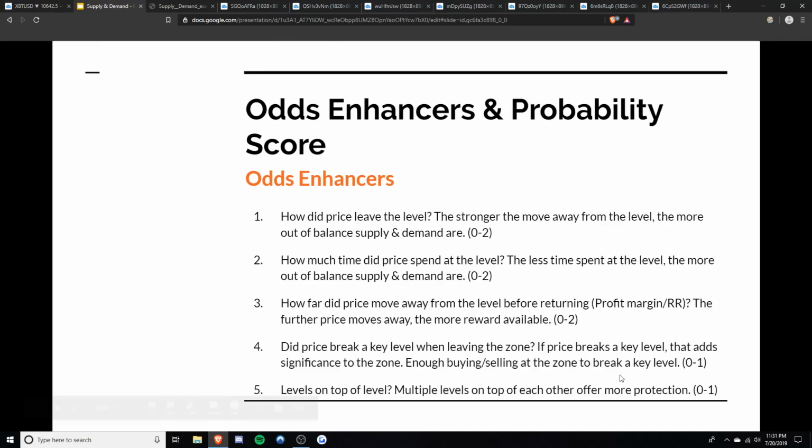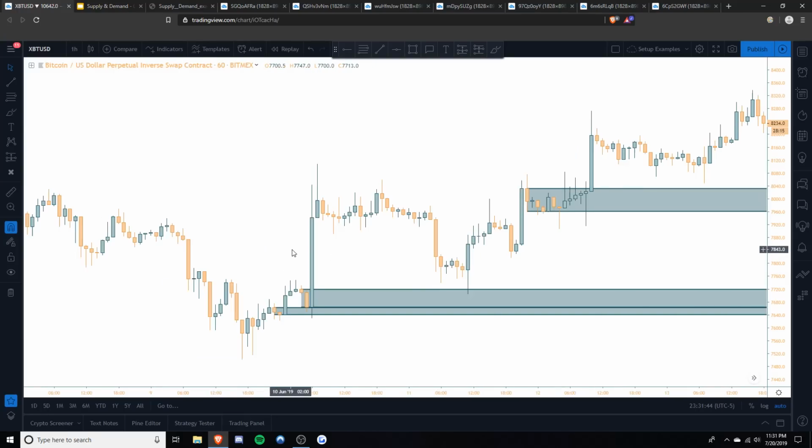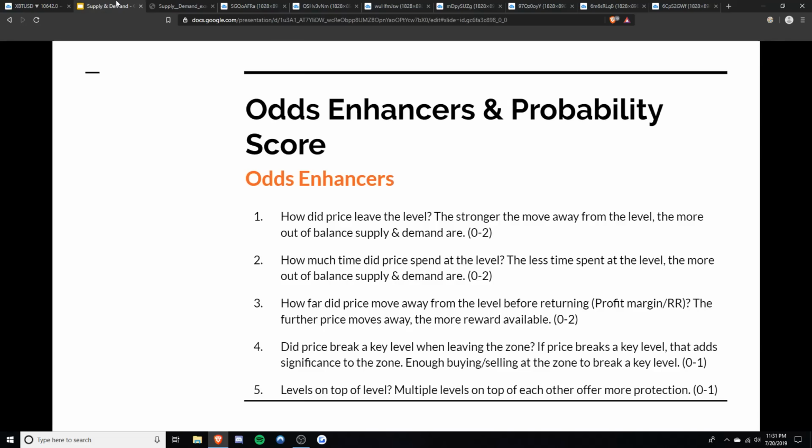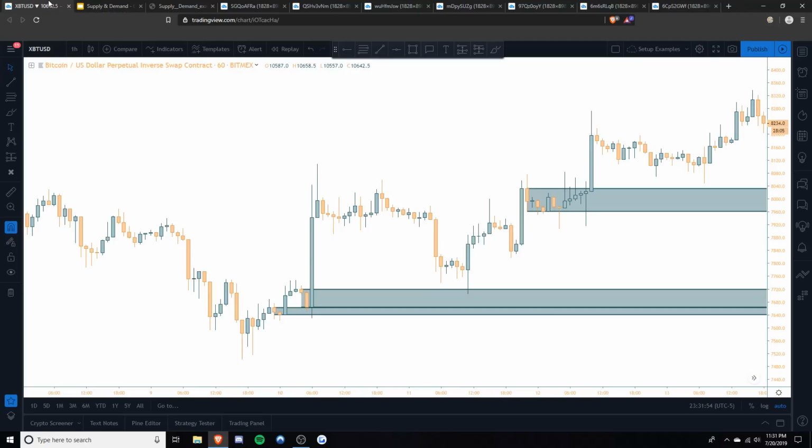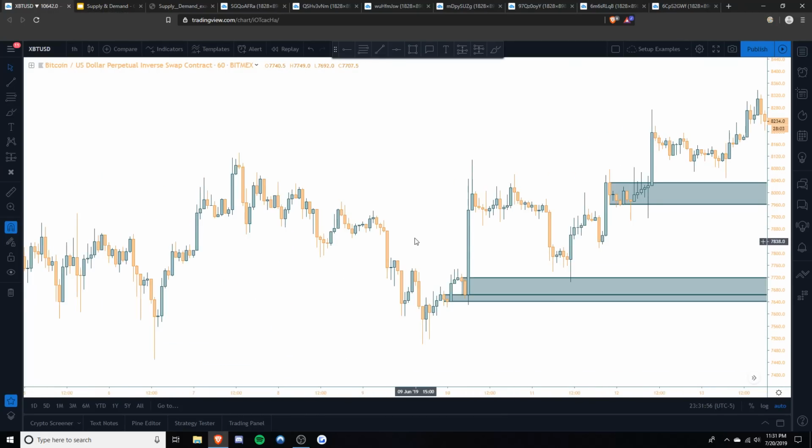So no. And then levels on top of levels, or multiple levels. So we do have this swing low down here. You can put your stop behind that, but really no. So I'll just give this a 5. So that is a tradable level or tradable zone. So let's just go ahead and move on to the next one.